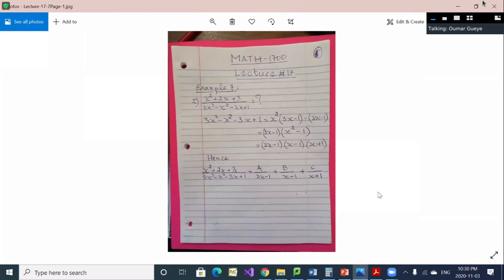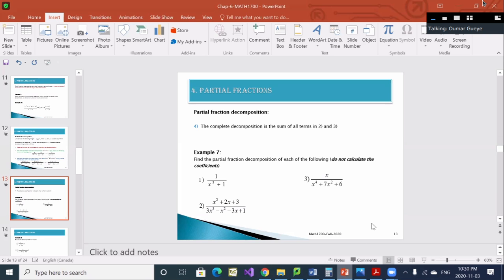All right, if there is no question, I'm going to go to the last example, number 3.